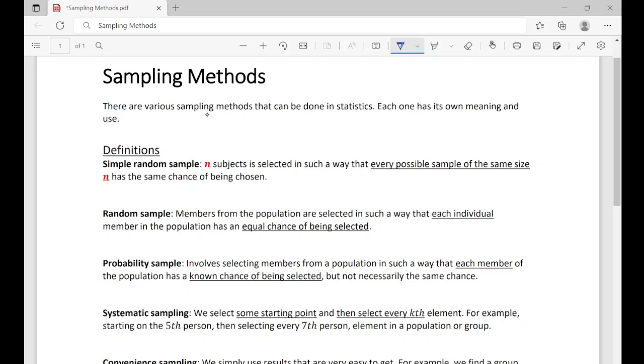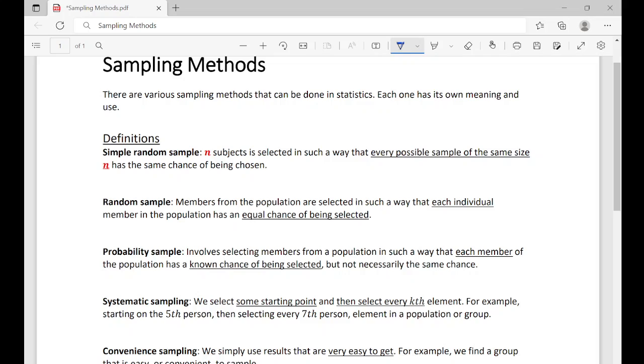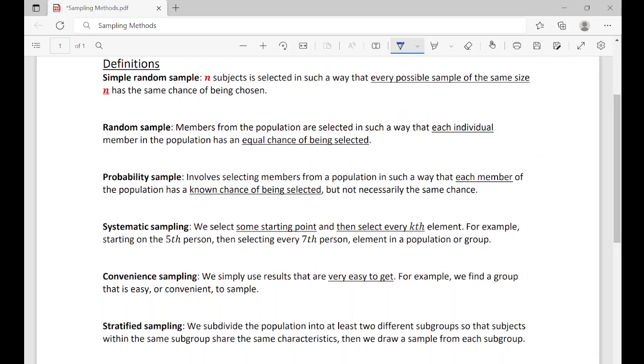There are various sampling methods that can be done in statistics, and each one has its own meaning and use. So we're going to go through a bunch now and see what each one actually means. We're going to start off with a simple random sample, which is one of the most common that you will run into in statistics.